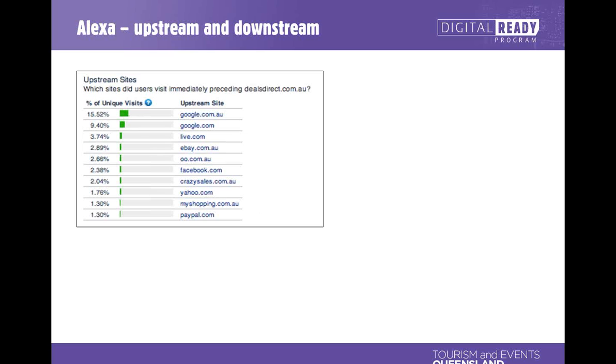People are searching for particular products. They might start with Google. Deals Direct comes up either as a paid ad or organic, and they click on that and go to Deals Direct.